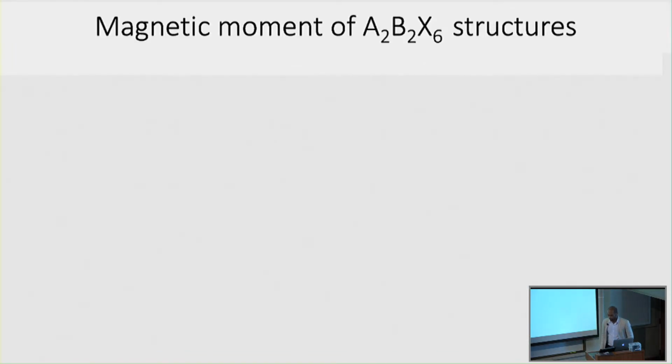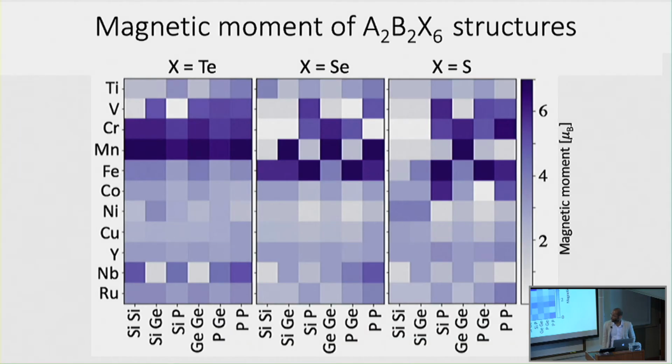So then I would calculate using density functional theory, which is a computer quantum mechanical simulation to predict the properties of materials. And I get the following, where this structure is for tellurium at the X site, for selenium at the X site, for sulfur at the X site. The vertical axis is an A site substitution with these transition metals, and the horizontal axis are the B site substitutions with these atoms. And the color is the magnetic moment. So the darker the color, the stronger the magnetic moment. And the original structure, chromium germanium telluride, is here.